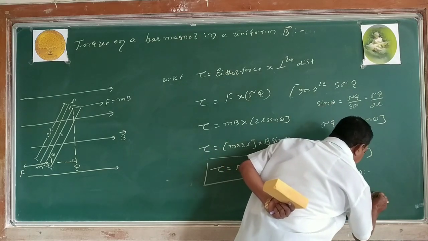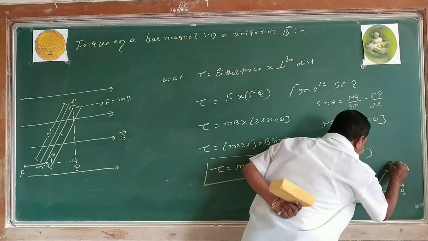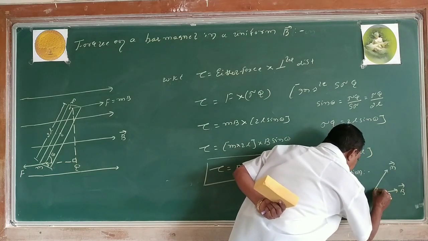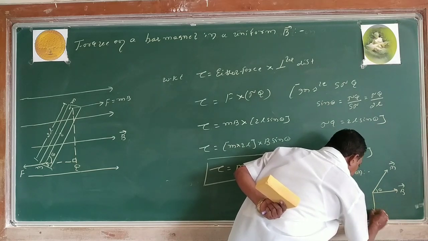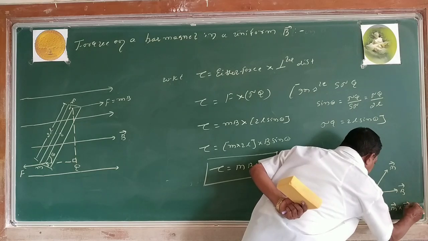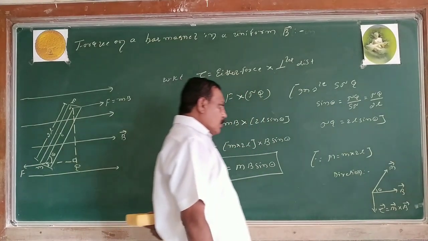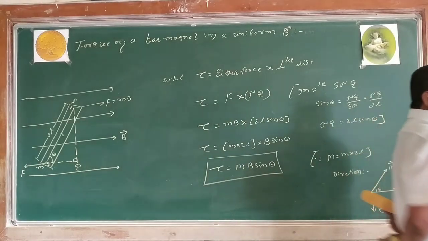Now this is the direction of the magnetic field. This is the magnet, having magnetic dipole moment m. This is the perpendicular, and it makes the angle theta. Torque tau equals vector m cross vector B. The direction of the torque is perpendicular to both the magnetic dipole moment and the magnetic field.